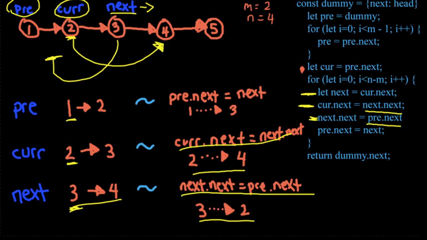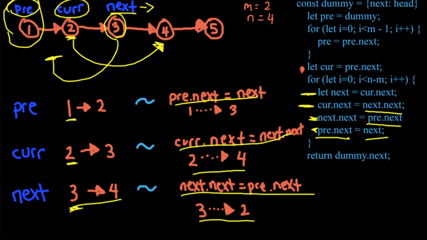And then at the end, your last step, pre.next, which is right here, points to next, which is 3. Pre.next points to next.